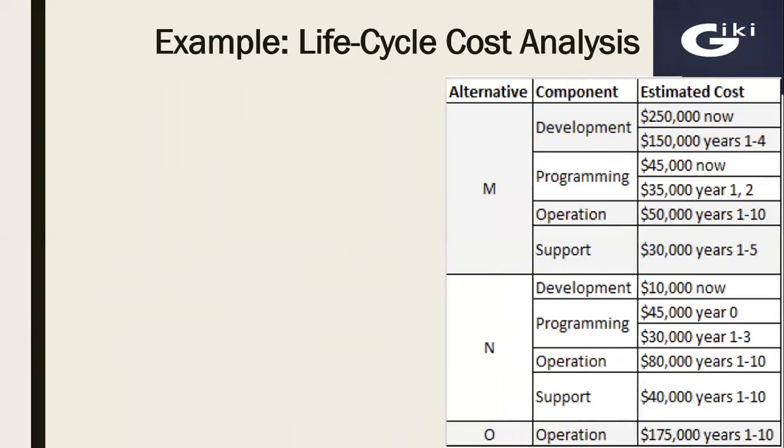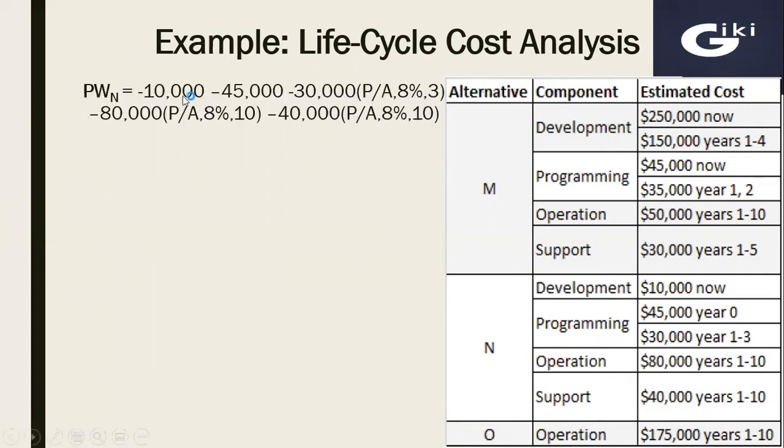Now the next thing is to calculate first present worth of alternative N and then convert it into annual worth. So let's start by calculating present worth for alternative N. First of all, we have development component. It will come as it is because 10,000 now, this is already at time zero. So 10,000 as it is and 45,000 at time zero. It will also come as it is and 30,000 from year 1 to 3. So these are 3 annual payments. We'll use a P over A factor to convert it into present amount. P over A factor for 8% and 3 years with $30,000.